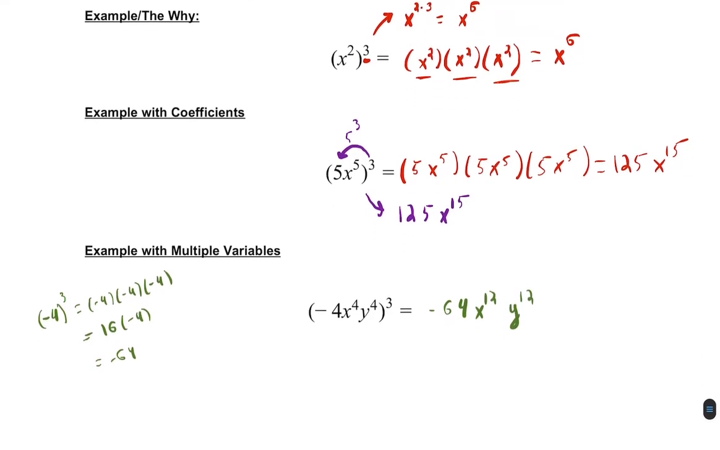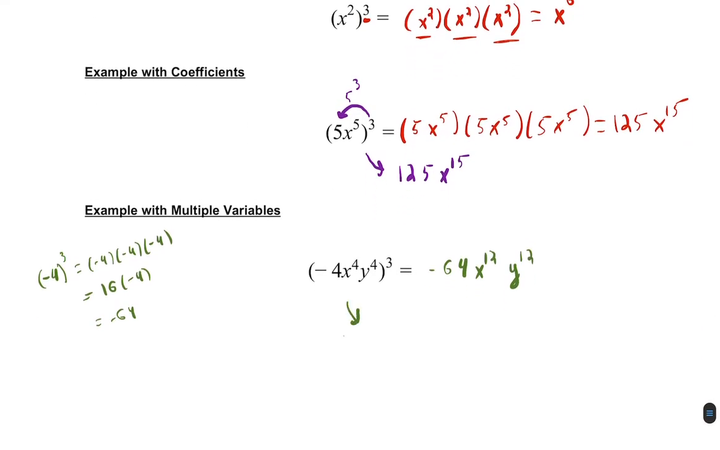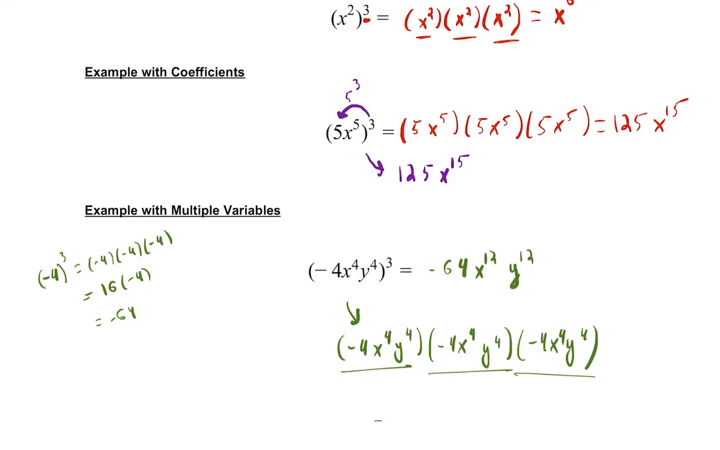Y to the fourth to the third, multiply. Y to the 12th. And lastly, the reason this happens, if you write this all out, -4x to the fourth y to the fourth, times -4x to the fourth y to the fourth, times -4x to the fourth y to the fourth, right? And obviously, like if this is to the 10th, this becomes impractical. If you just multiply these 3 things, you would get -64, and then the product rule from multiplying all these x's. 4 plus 4 plus 4 is 12. 4 plus 4 plus 4, y to the 12th.